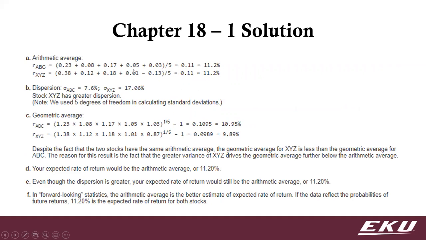So again, add them up and divide for arithmetic. For geometric, add 1 to each of those returns and multiply them together, and then take the root of it. And then you'll subtract 1. It'd be 1 plus that would equal this. So why do you add the 1? It's because this is a growth rate, right? So after 1 year, you'd have $1.23 for every dollar you started with.